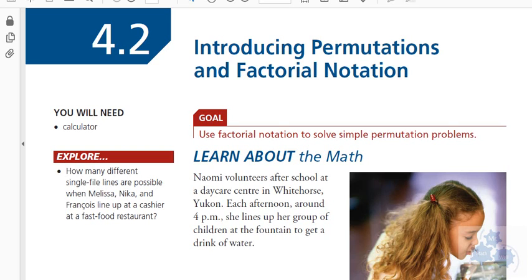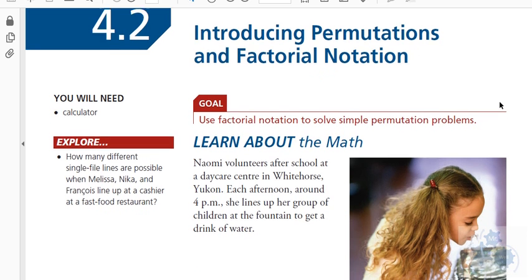All right, so Foundations of Math 34.2, we're talking about permutations and factorial notation. If you remember at the onset of this chapter, we talked about permutations and combinations, which we're going to study this chapter. Permutations is the first thing that we're going to study. Factorial notation will come later. The first thing that we want to talk about are permutations.